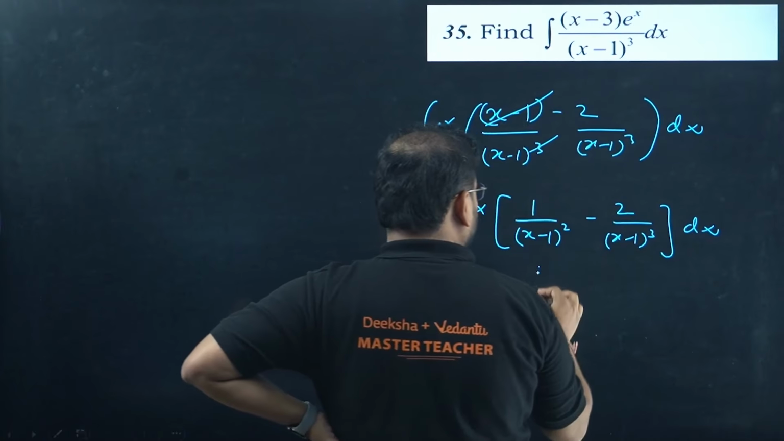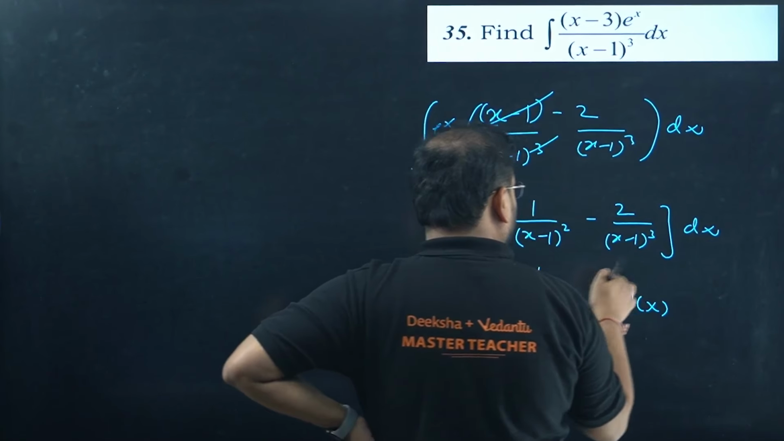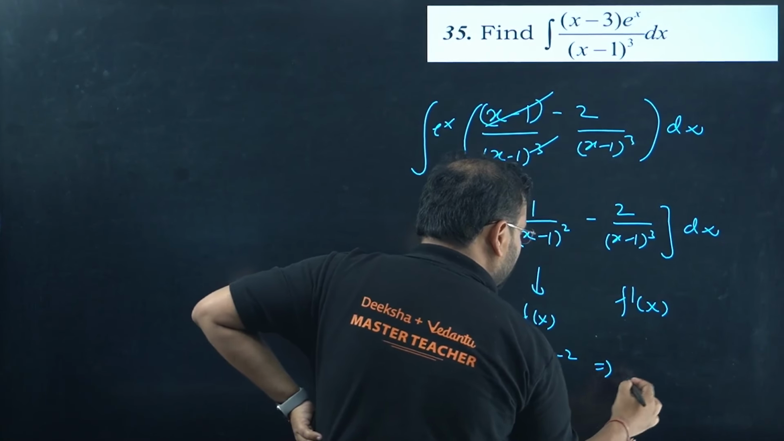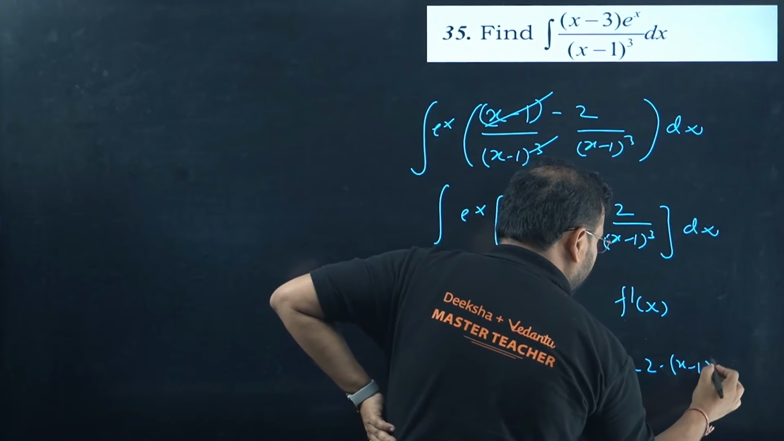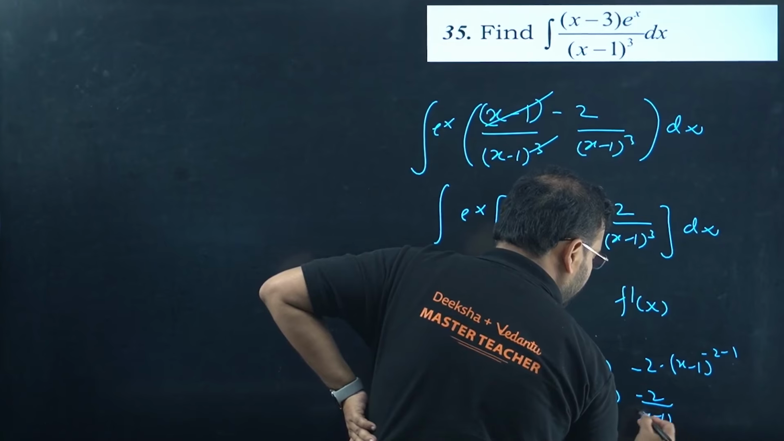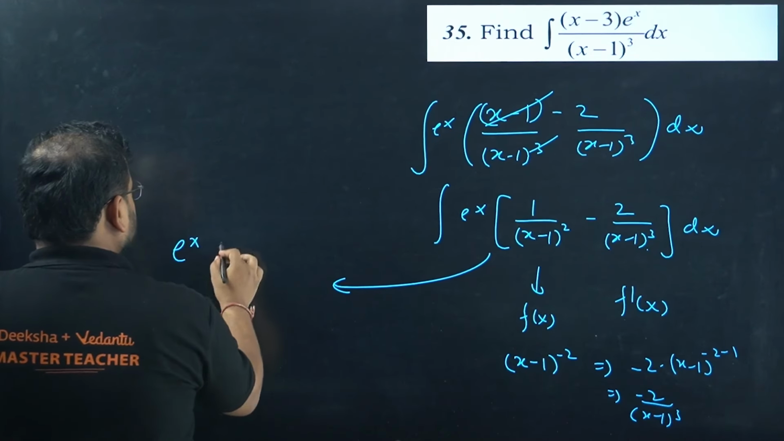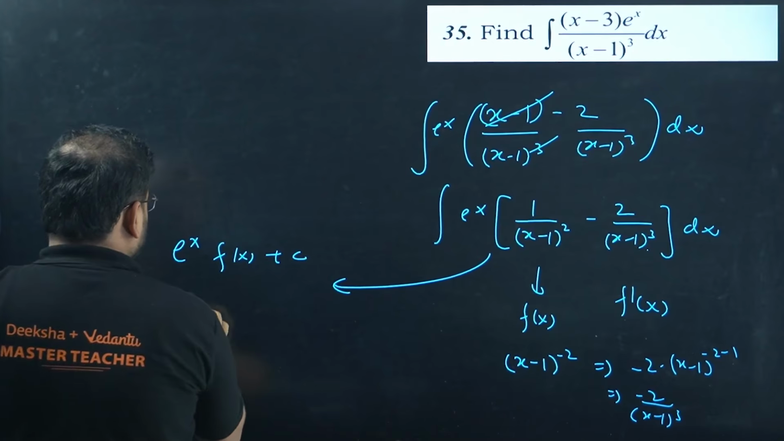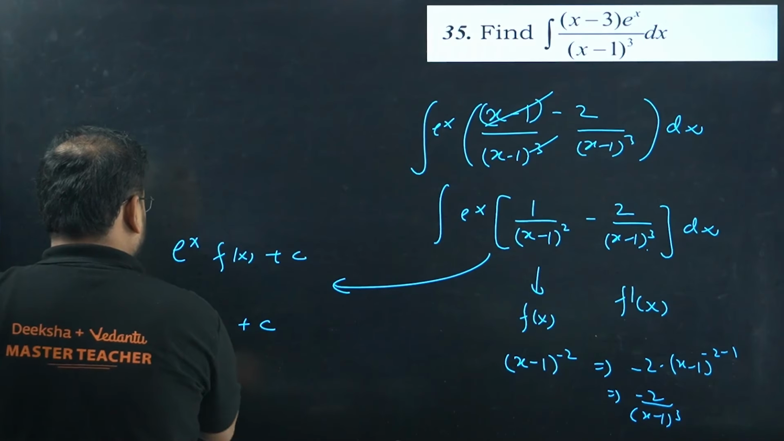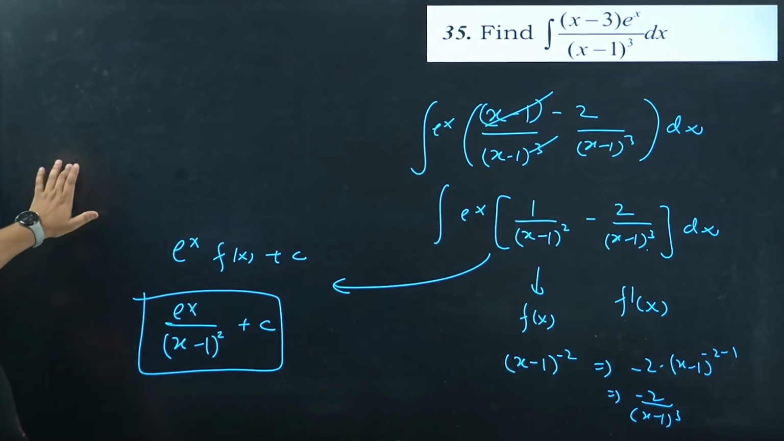If you know this very well, this is your f of x and this is your f dash of x. Check. Differentiate this. This means x minus 1 the power minus 2. Differentiate this, you'll get what? Minus 2 into x minus 1 power minus 2 minus 1. So minus 2 upon x minus 1 power 3. Correct? So my answer from here becomes e power x f of x plus c. So e power x upon x minus 1 the whole square plus c. Please check. That's correct. Moving on, 36 now.